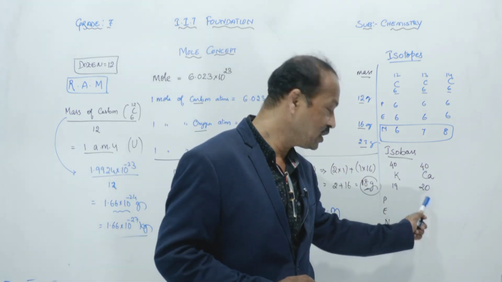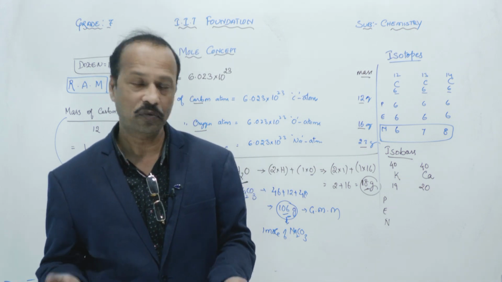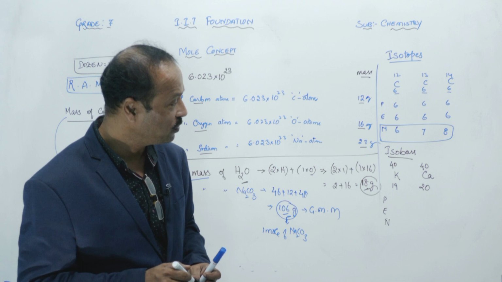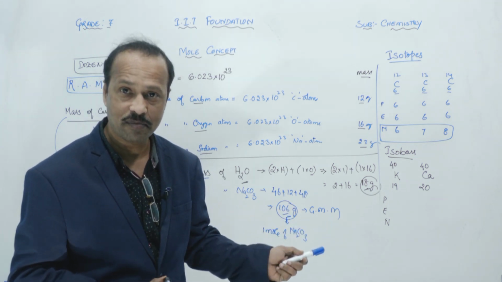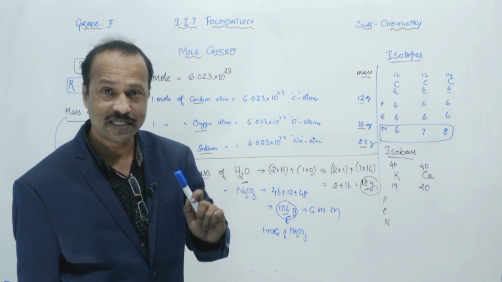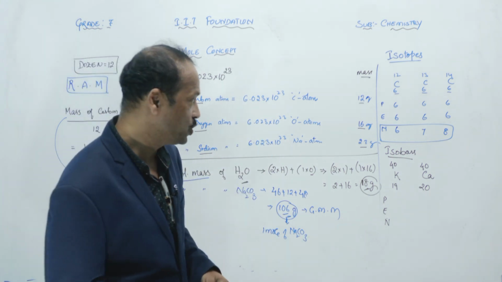Atomic numbers you see 19, 20. Are they same? No, 19, 20 are different. Mass numbers are 40, 40. Yes, both are same. So how can you define them? Atoms of different elements having different atomic numbers but same mass numbers are called isobars.